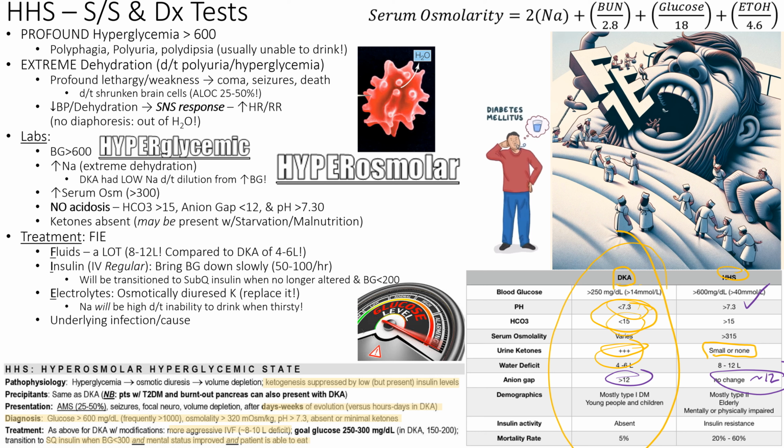These guys have profoundly high sugars, right? Is there such a thing as euglycemic HHS? No, but they have profoundly high sugars, usually greater than 600 on average, right? So when a patient comes with a sugar like 1400 and they have a history of dementia, that makes sense. They probably have HHS because they have a history of type 2 diabetes as well.